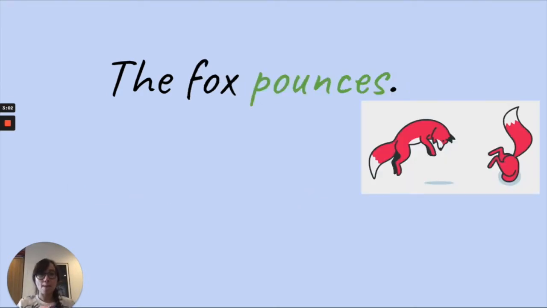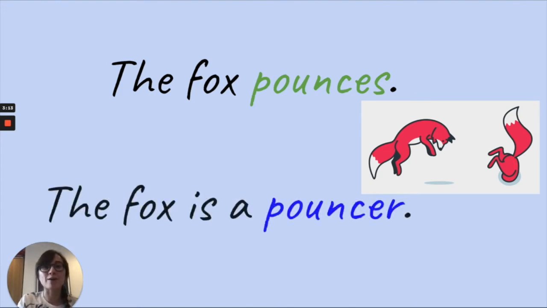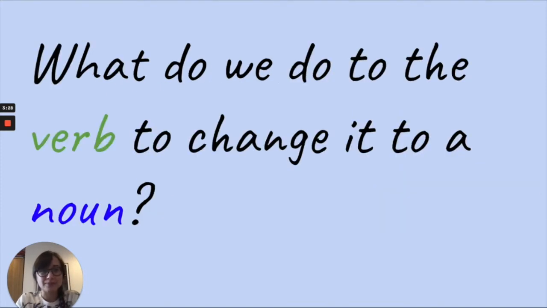The fox pounces. What does a fox do? The fox pounces. What is the fox? The fox is a pouncer. So we've changed the word pounces to pouncer. In the next bit, we're going to look at how exactly you change a verb to a noun.